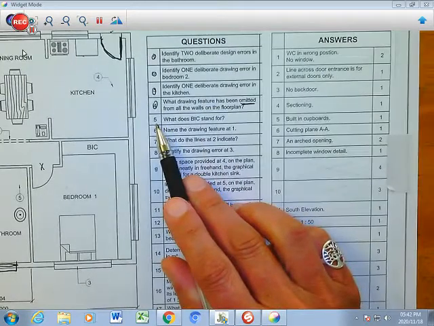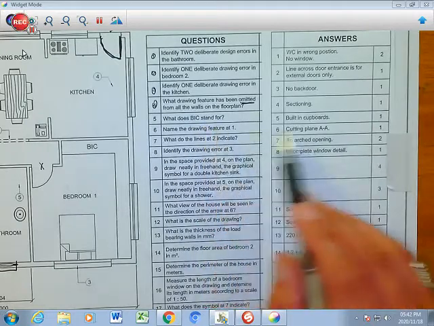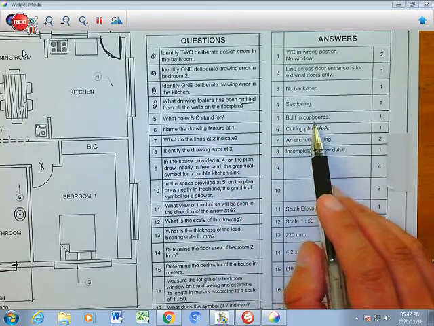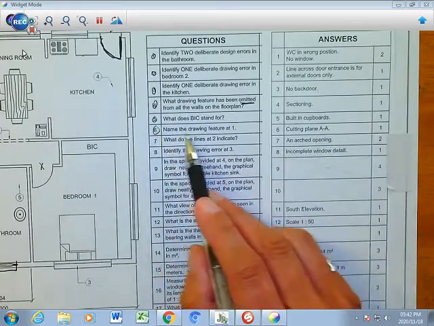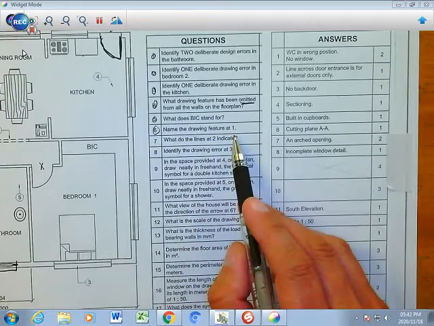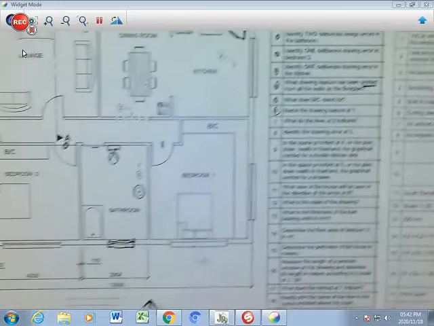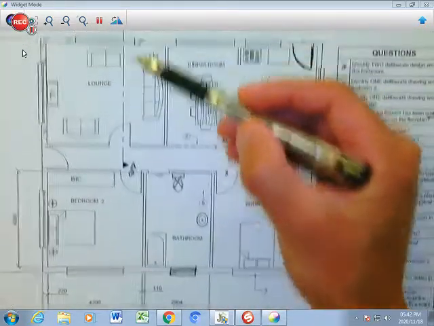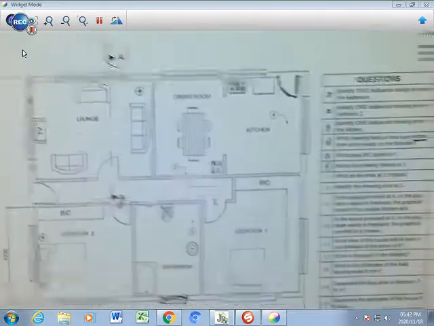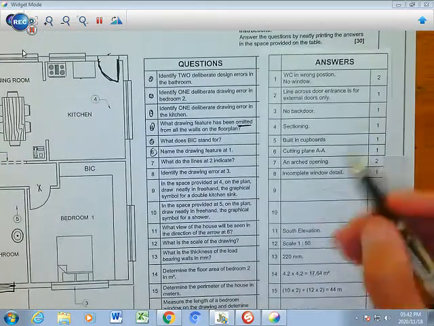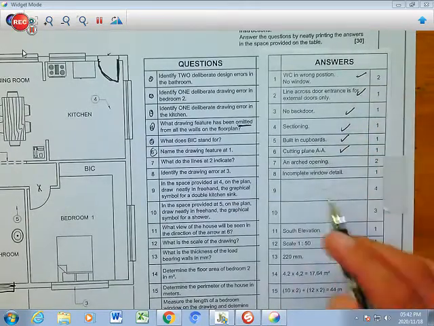Number 5, basically, what does the abbreviation BIC stand for? Built-in cupboards. Okay. We go to 6. Name the drawing feature at 1. Okay. So the drawing feature at 1 is referring to this here. Let's move to that. That's the drawing feature at 1, and that is the cutting plane that you will see there. There is your answer: cutting plane AA. We've done all of these already.